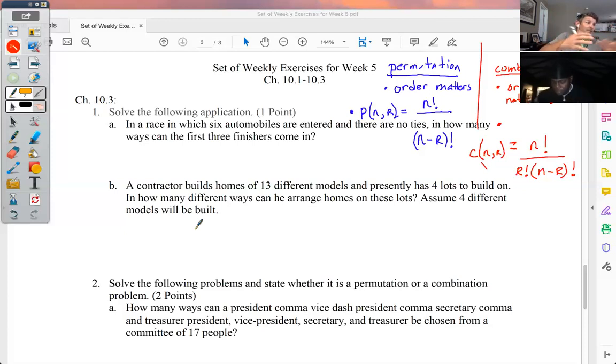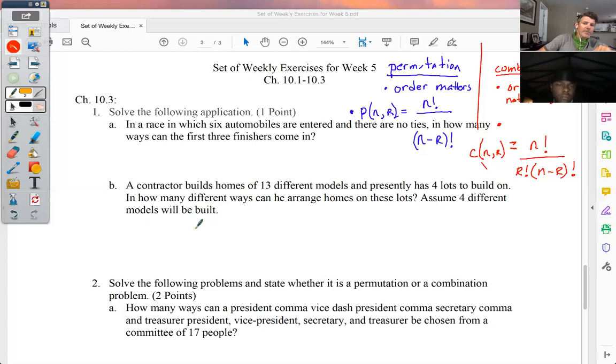So right there, that's what tells us this is a permutation. Remember what I was saying: the first thing you do when you read this is try to read the question to see if the order that they're talking about matters. Okay, so let's do letter B. All you want to think about is the order. Does the order matter?